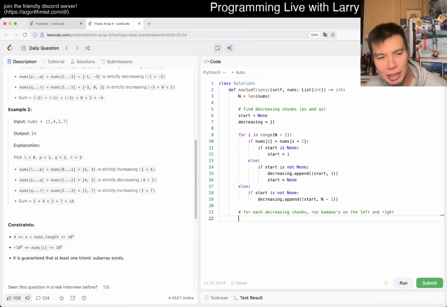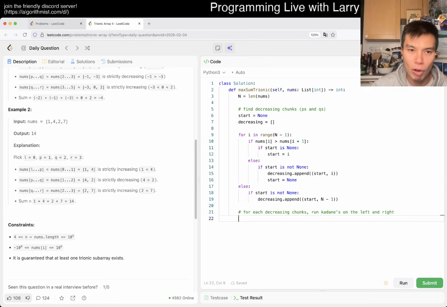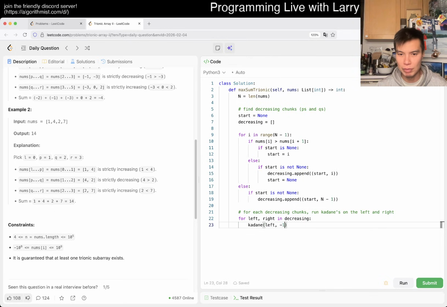And basically you just want Kadane until either you hit the boundary or something that is decreasing, right? So then for chunk in decreasing, left, right, in decreasing. So then now we go Kadane. Maybe we start at index left. We want to go -1 for delta, and then this will give us the biggest sum.